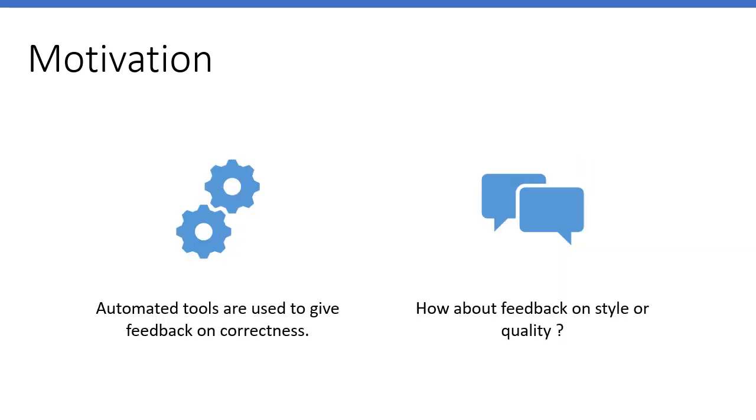One of the things that they're doing is using automated tools to give feedback. It is possible for giving feedback on correctness, but it's not easy to do with style or quality of the code. So at this stage, humans are still required to do that, because academics or individual teachers don't have time to do it, so they are turning to students.